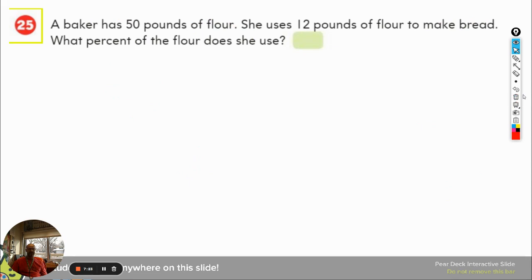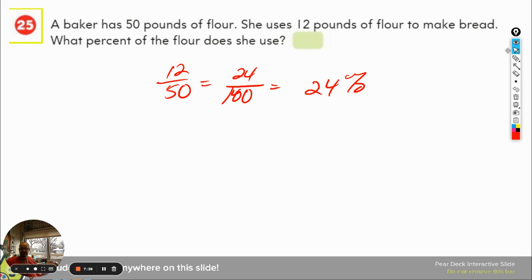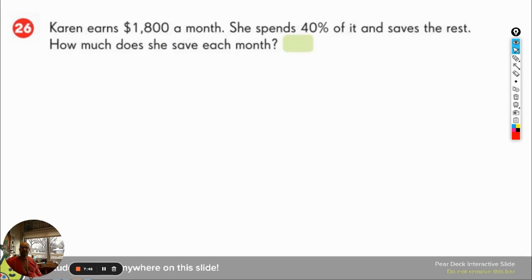All right, pause me, solve it. I'm doing it in 5 seconds. All right, this one's pretty straightforward. I converted 12 out of 50 to 24 out of 100, which equals 24%. A big review. Okay. Pause me. I'm going to start in 5 seconds.